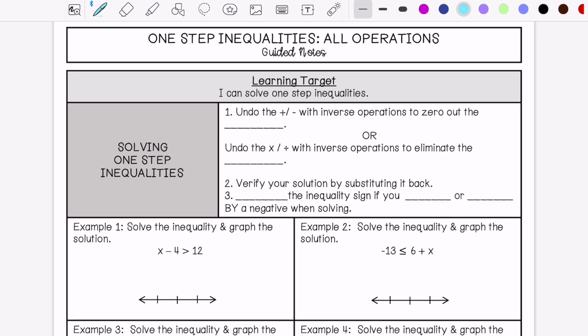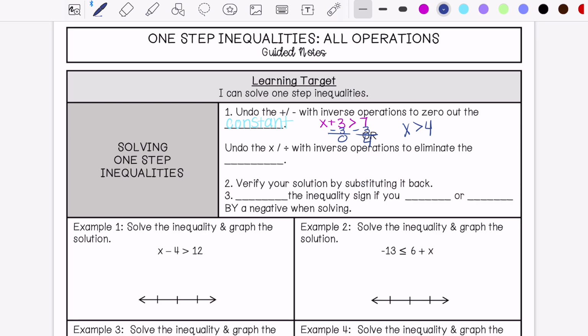So your first step is to undo the addition and subtraction with inverse operations to zero out the constant. So for example, if you have x plus 3 is greater than 7, to zero out the constant, you would do the inverse of addition, which is subtraction. So you have x is greater than 4.